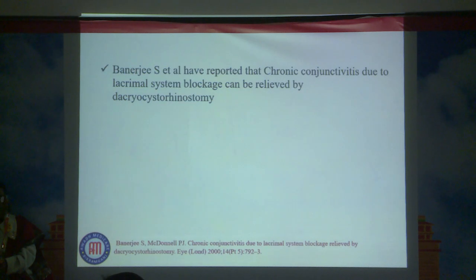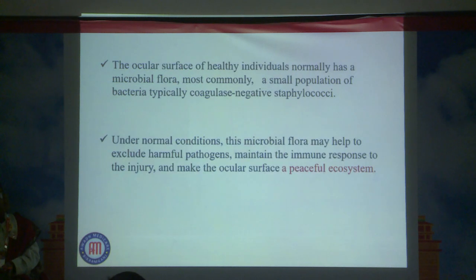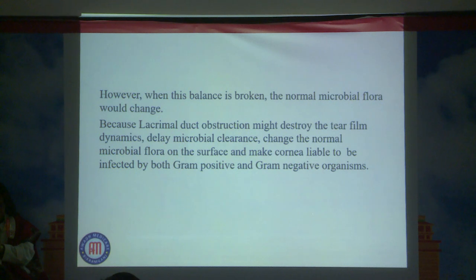Banerjee et al. have reported that chronic conjunctivitis due to lacrimal system blockage can be relieved by DCR. The ocular surface of a healthy individual normally has a microbial flora, most commonly a small population of bacteria, typically coagulase negative staphylococci. Under normal conditions, this microbial flora may help to exclude harmful pathogens, maintain the immune response to injury, and make the ocular surface a peaceful ecosystem. However, when this balance is broken, the normal microbial flora would change. Lacrimal duct obstruction might destroy the tear film dynamics, delay microbial clearance, change the normal microbial flora on the surface, and make the cornea liable to be infected by gram-positive and gram-negative organisms.